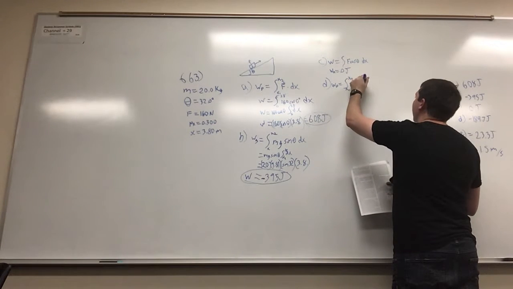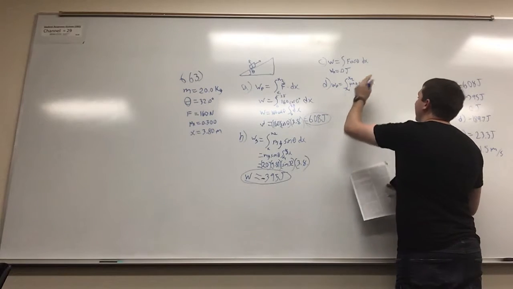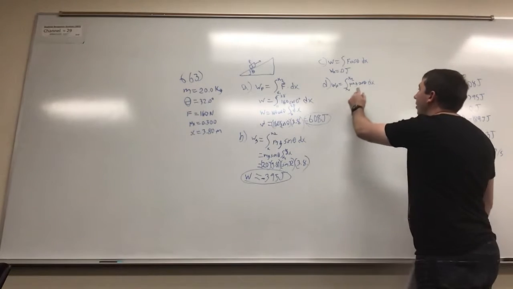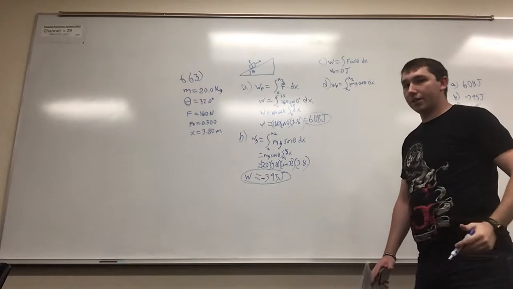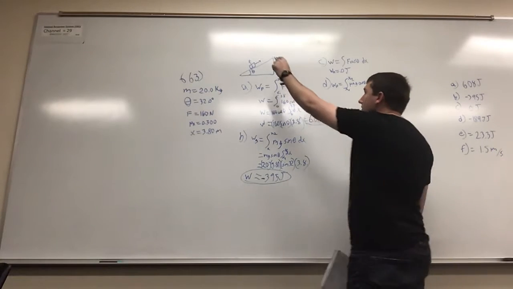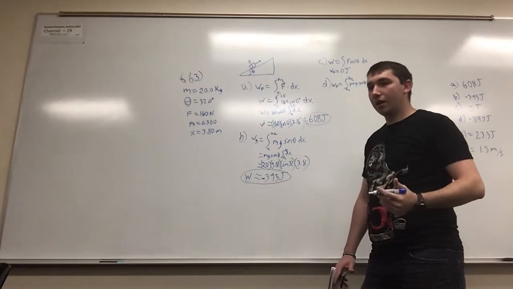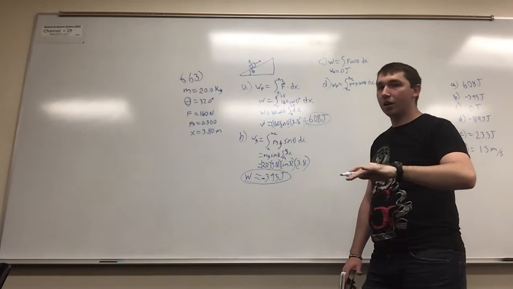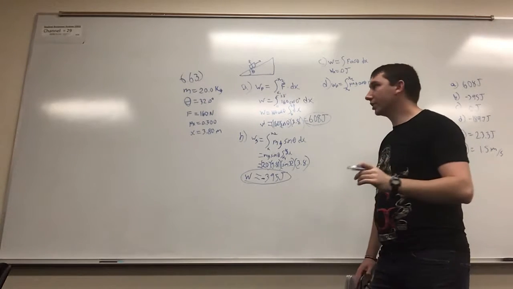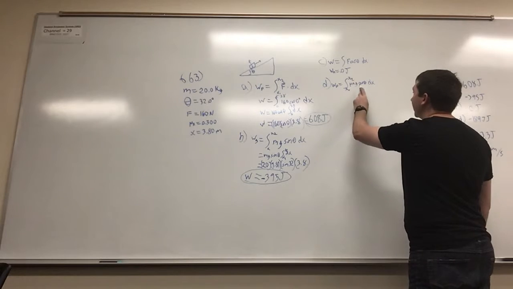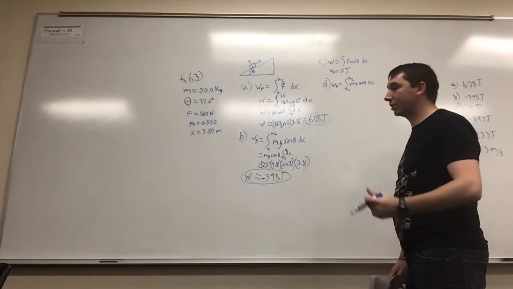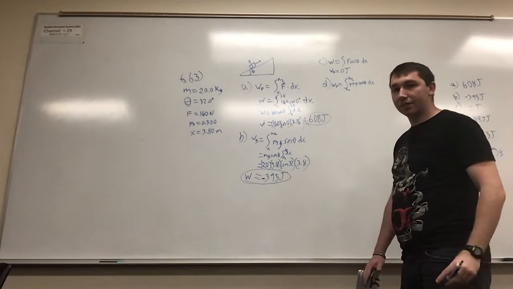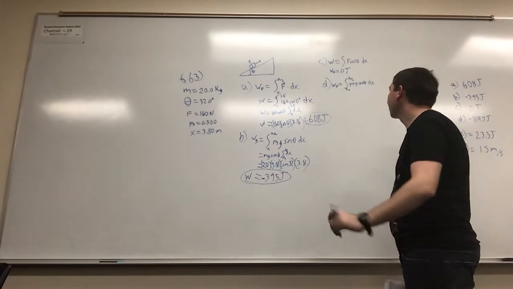Times cosine of the angle, dx. And it's cosine because not all of the weight is working down, because the weight vector is going to go straight down, 90 degrees from the horizon. But we're only interested in the y component of that weight. And so it's cosine of the angle of the ramp, because that'll give us the y component of the weight vector, or the weight force.